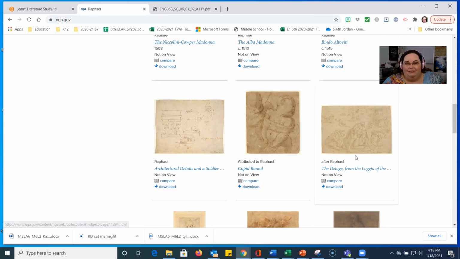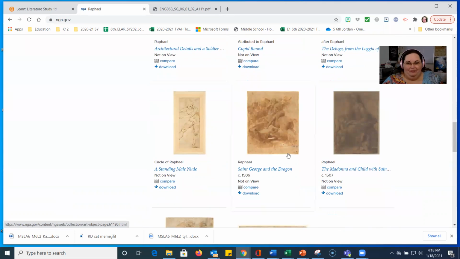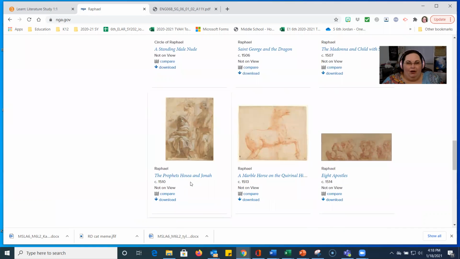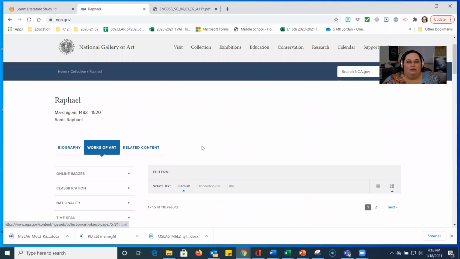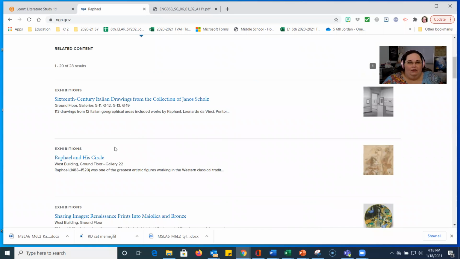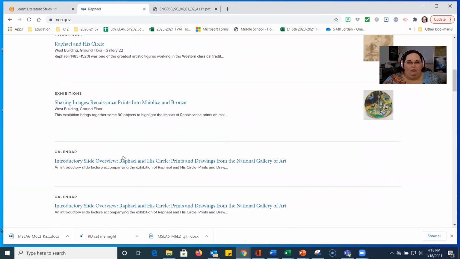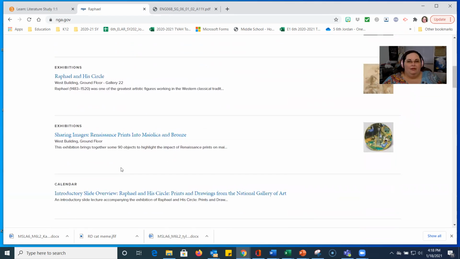Cupid Bound, The Deluge, A Standing Male Nude, St. George and the Dragon, the Madonna and Child with Saint, Prophets Hosea and Jonah, the Marble Horse, and 8 Apostles. And then there's other related content that you can click on to see more of his work and some of his exhibitions and a calendar of when that's happened.